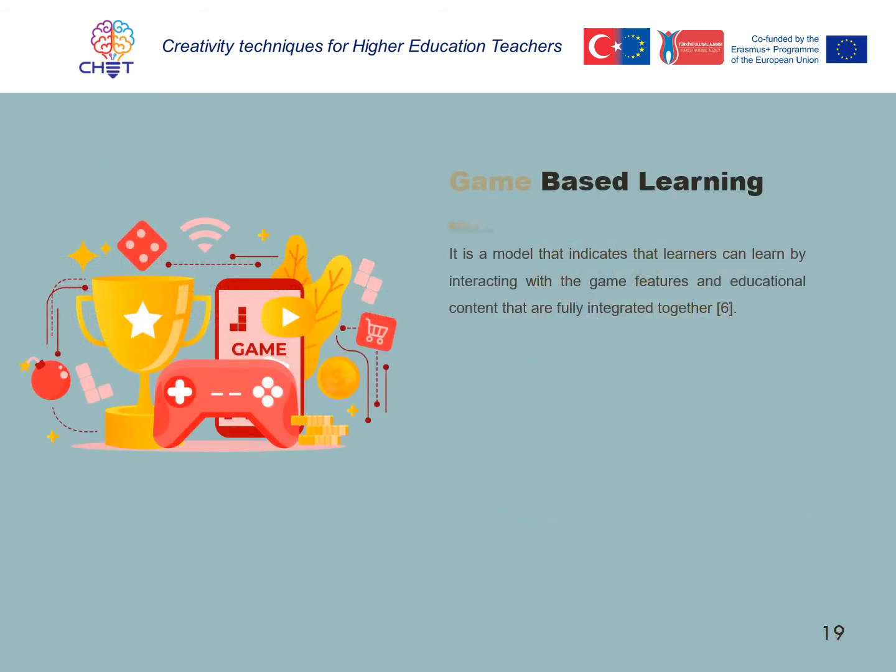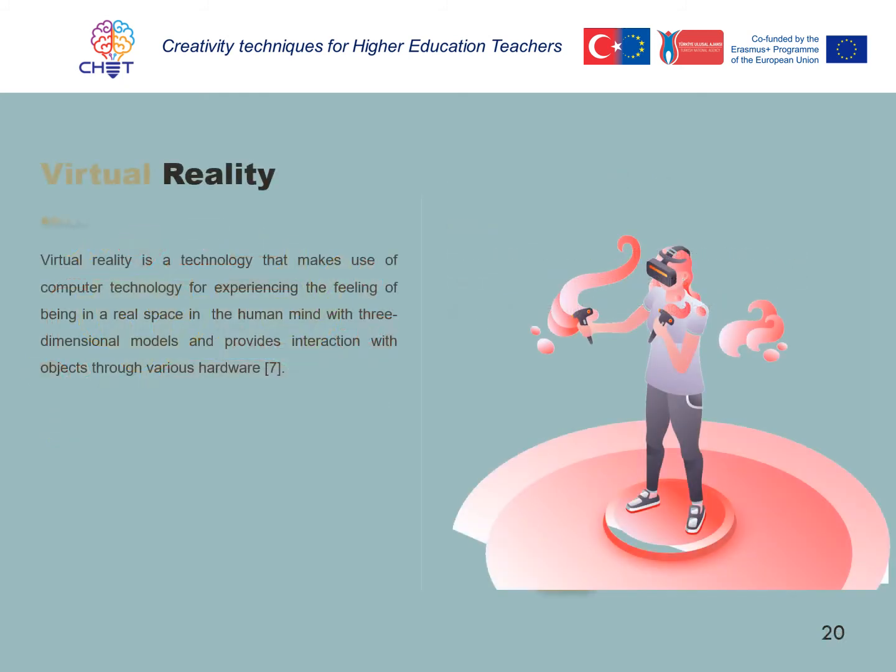Game-based learning. It is a model that indicates that learners can learn by interacting with the game features and educational contents that are fully integrated together. Virtual reality is a technology that makes use of computer technology for experiencing the feeling of being in a real space in the human mind with three-dimensional models and provides interaction with objects through various hardware.